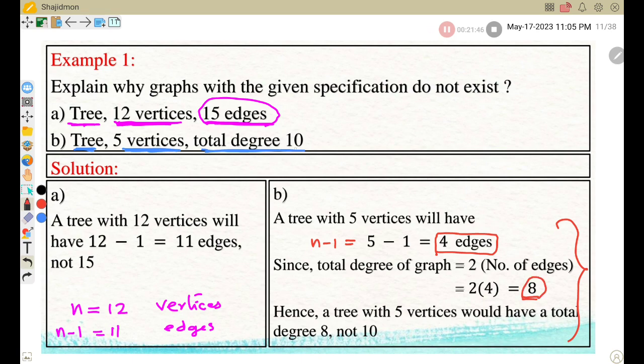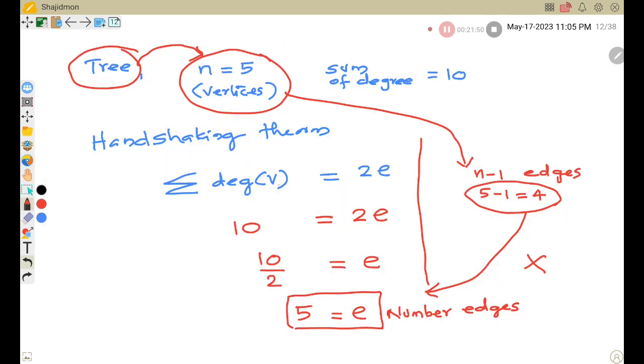Here in our question it is given 10, so it is not possible. Like this you can answer, or like this you can answer. Both are correct answers. Hope you understood that question.